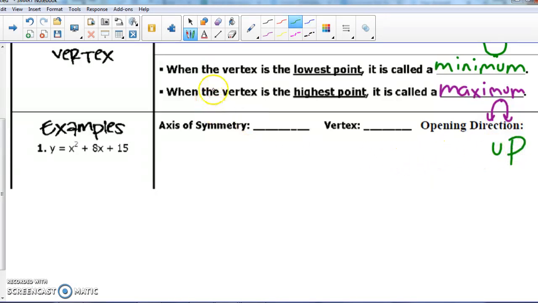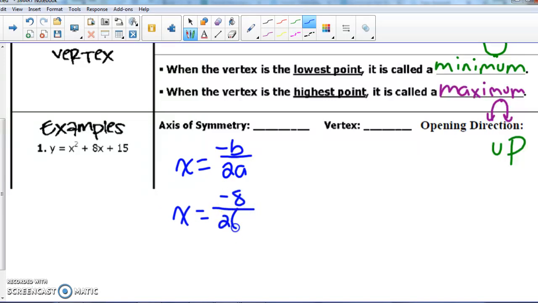Now, when we talk about axis of symmetry, as I mentioned, axis of symmetry is a line. It's an imaginary vertical line down the middle of the parabola. It has an equation. Just to refresh, our equation looks like x equals opposite of b over 2 times a. So in this particular problem, my b value is 8. So opposite of 8 would be negative 8 over 2 times our a value. And in this case, our a value is 1.